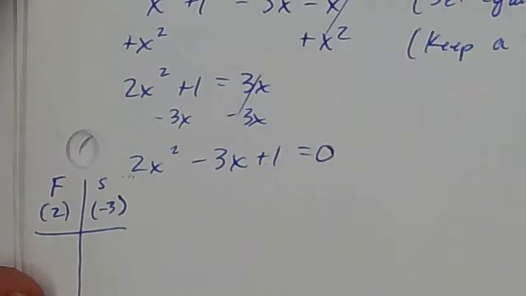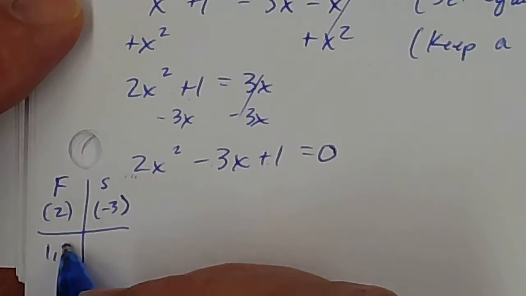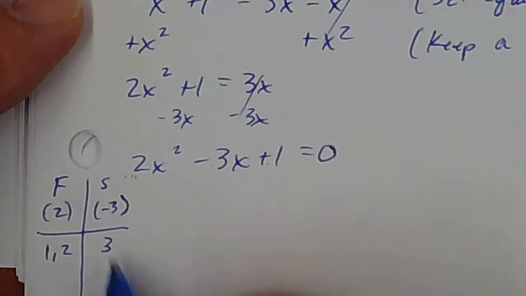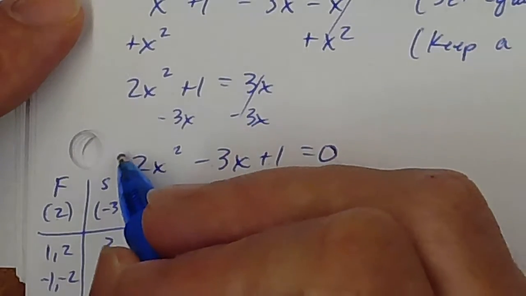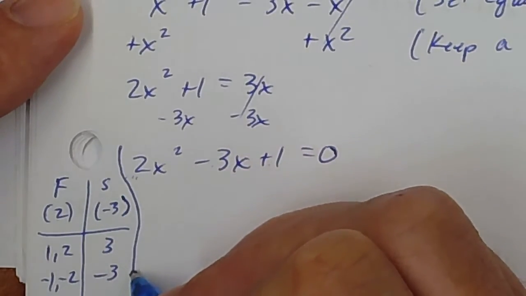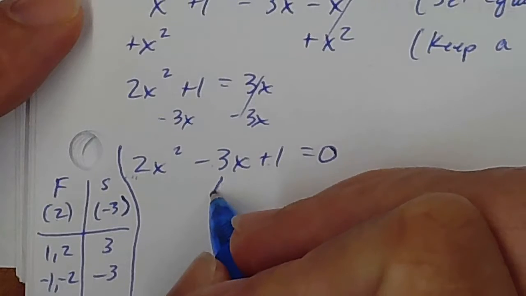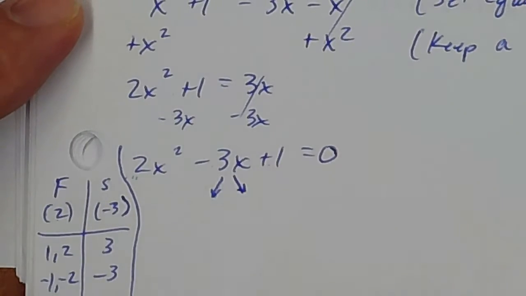I'm pretty limited on my factors of 2, right? I've got 1 times 2. That adds up to 3. So I need both of them to be negative to get a sum of negative 3. And that still works for my factors of positive 2. Okay, so now I'm just going to draw a dividing line to separate that.